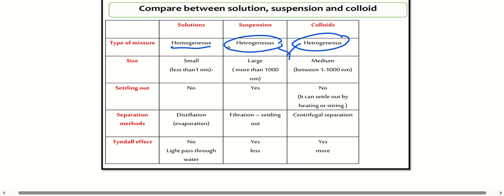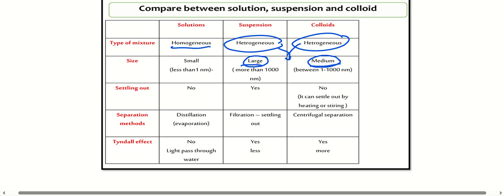As suspension and colloid both are heterogeneous, why are they different? According to the size of the particles. Suspension has large size of particle. Colloid, medium size of particle. So what is the difference?